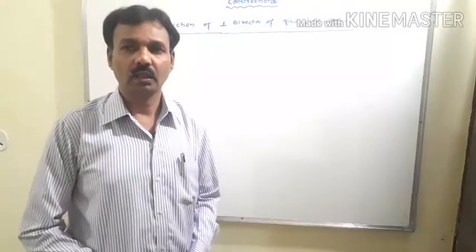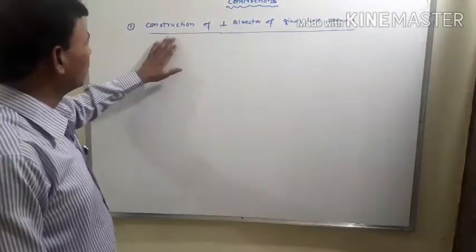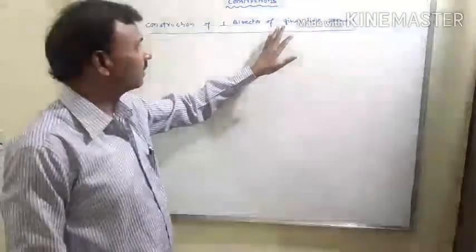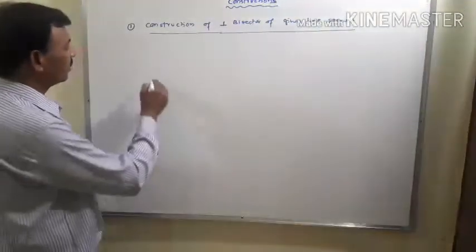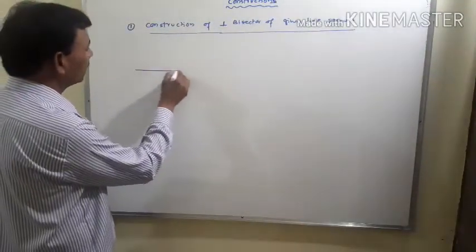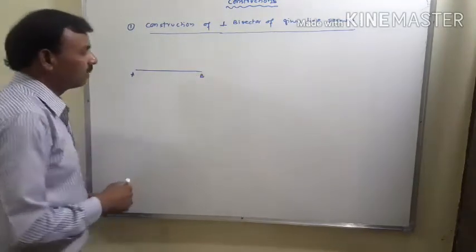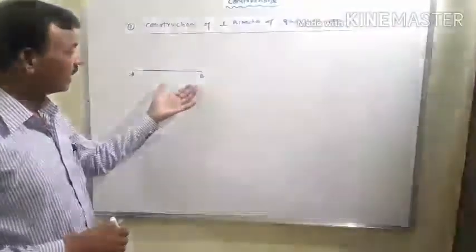Hello students. In this video, we will discuss the next type of construction: construction of the perpendicular bisector of a given line segment. That means, suppose a line AB is given, and we want to draw the perpendicular bisector of the line AB.